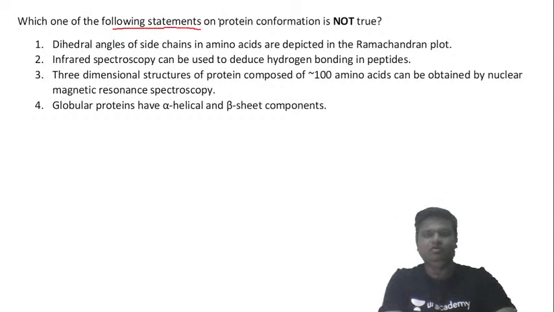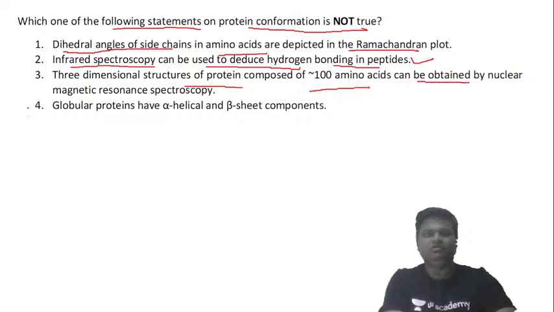Which one of the following statements on protein conformation is not true? Next question is, which one of the following statements on protein conformation is not true? Option 1 says dihedral angles of side chains in amino acids are depicted in the Ramachandran plot. Infrared spectroscopy can be used to deduce hydrogen bonding in peptides. So this is the correct option. The three-dimensional structure of a protein composed of 100 amino acids can be obtained by nuclear magnetic resonance spectroscopy. Okay. So this is also a correct option.